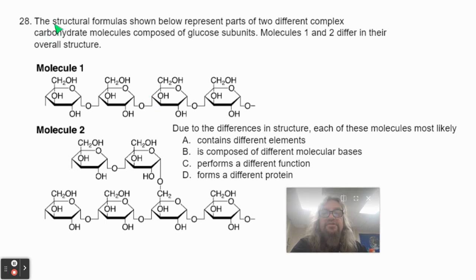Question 28. The structural formula shown below represents parts of two different complex carbohydrate molecules composed of glucose subunits. Molecules 1 and 2 differ in their overall structure. So here's molecule 1, a chain of 1, 2, 3, 4 glucoses. Here's molecule 2, it's got a chain of 4 glucoses plus 2 extra glucoses stuck to the side. Due to the differences in structure, each of these molecules most likely A, contains different elements, B, is composed of different molecular bases, C, performs a different function, D, forms a different protein.